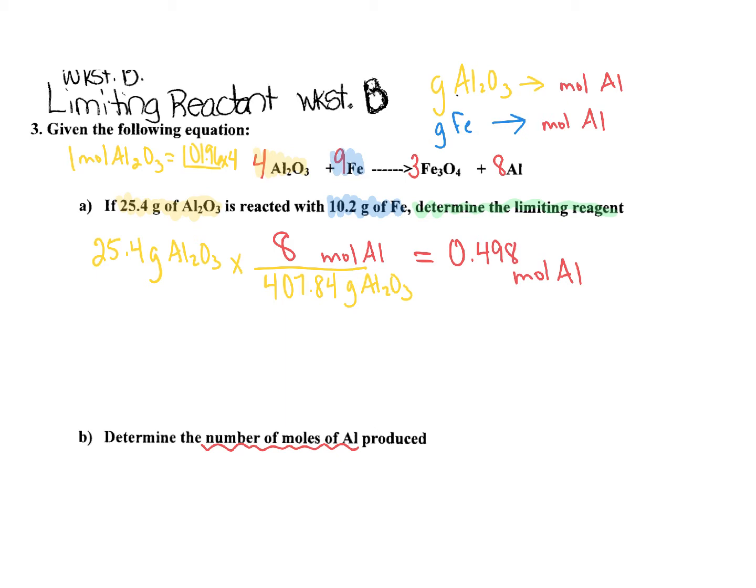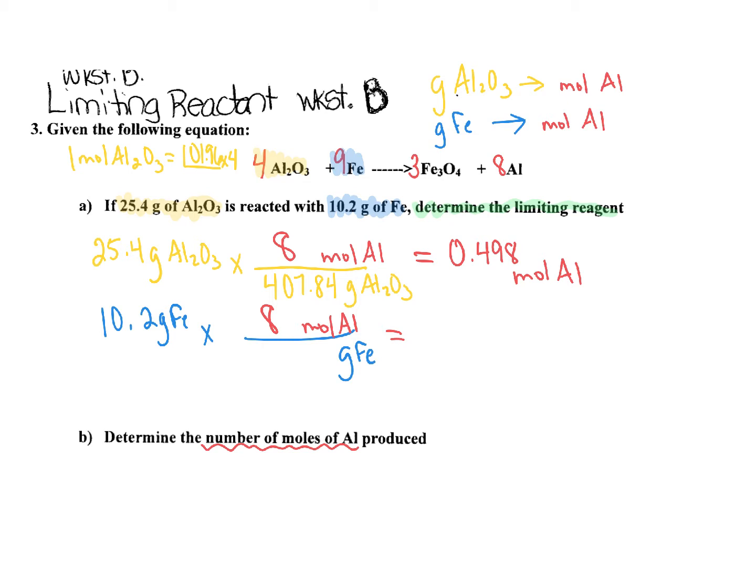All right, let's move on to our iron. We're told we've got 10.2 grams of iron. But again, I don't want to know about grams of iron. I want to know how many moles of aluminum that is going to make. Well, my balanced equation tells me 8 moles of aluminum. That one's easy. My balanced equation only tells me about how many moles of iron. It doesn't tell me how many grams of iron.